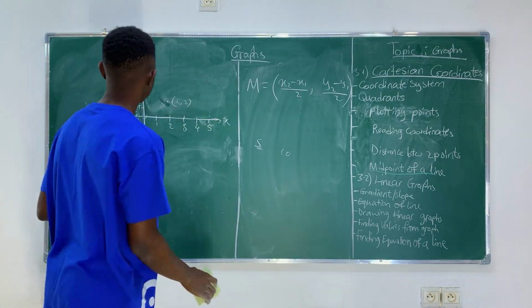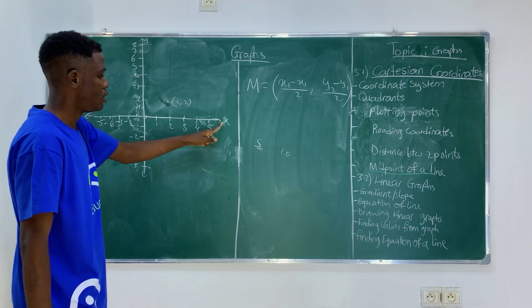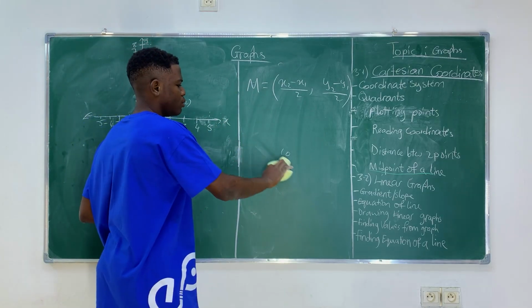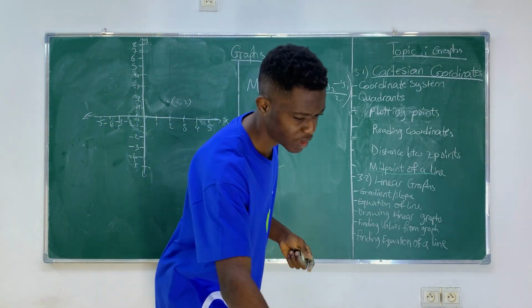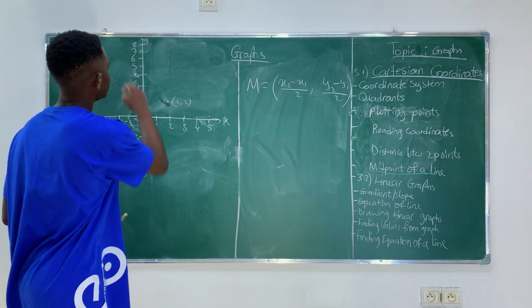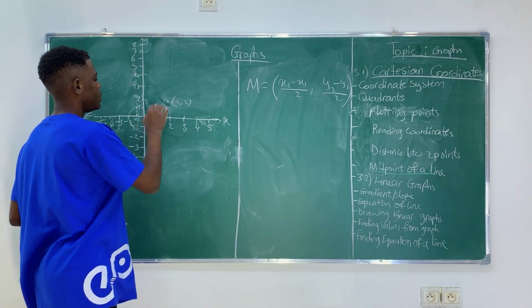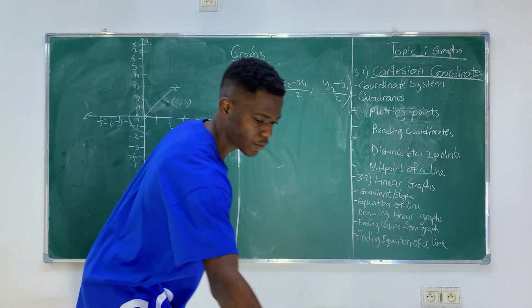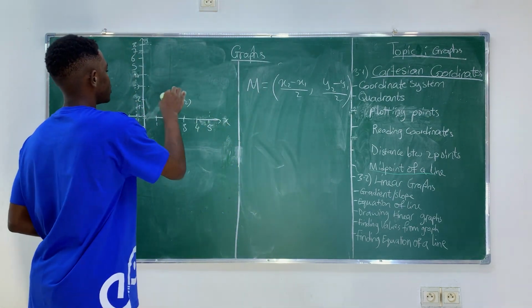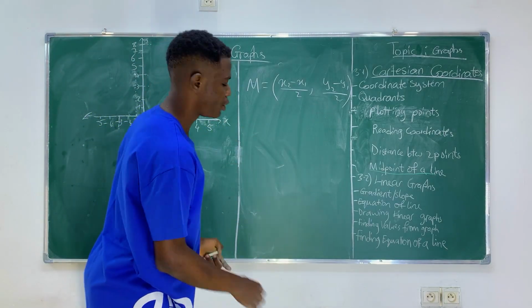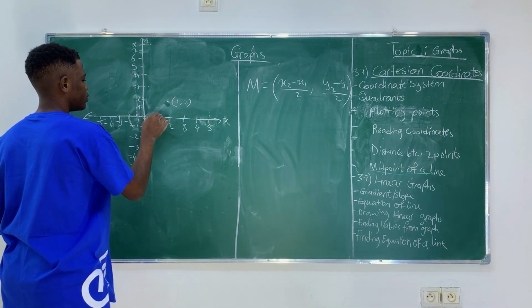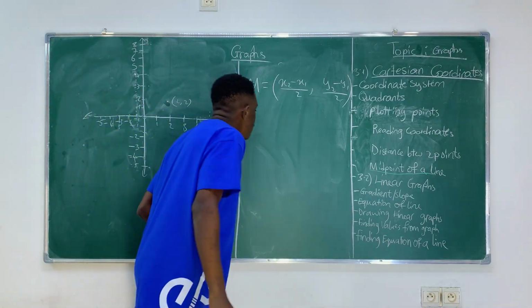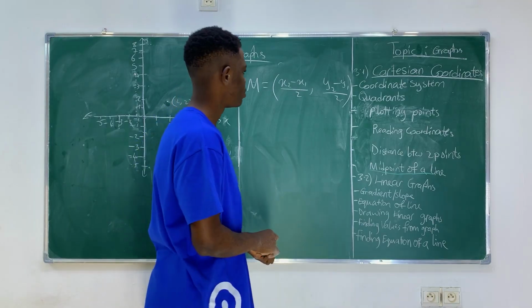On a graph that has 2 degrees of freedom, these are the x and y values. You can also see graphs that have 3 degrees of freedom, maybe this is Z here. But that's not the focus for now. So that's the formula to calculate the midpoint.